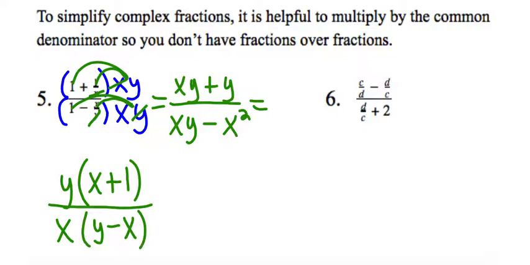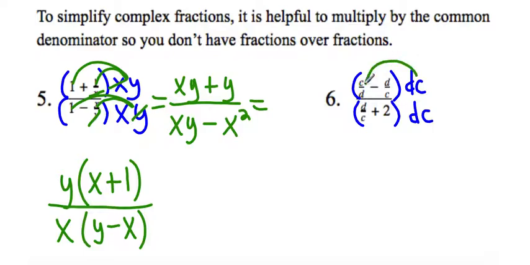Let's take a look at number 6. All right, so again, we've got fractions within fractions. In order to get rid of this d that's on the bottom there, I want to multiply by d. Now I've also got a c in the denominator, so I want to multiply by both d and c, because then that'll cancel it out of both of them. If I do that on top, I have to do that on the bottom as well. So let's see what happens here.